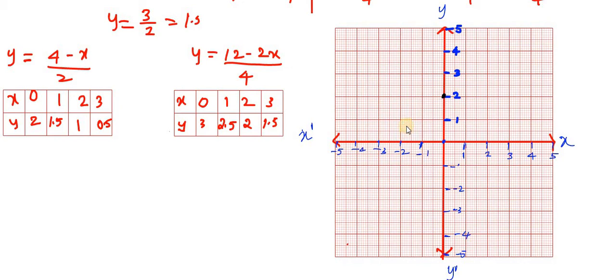Next point 1 comma 1.5. So 1 here, 1, so here 1.5, 1 comma 1.5. So next 2 comma 1, so 2 and 1. So next 3 comma 0.5, so 3, 0.5. So now take the line and draw the shapes. Okay, so these are the points.